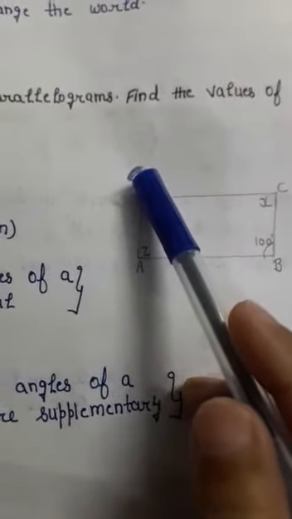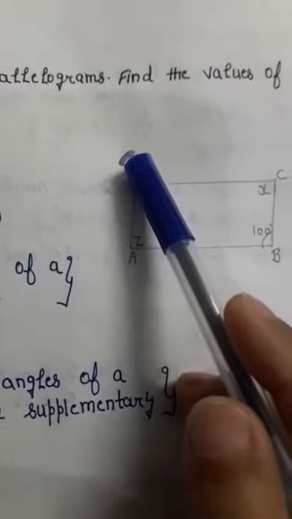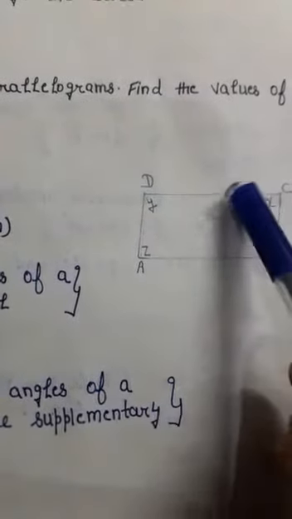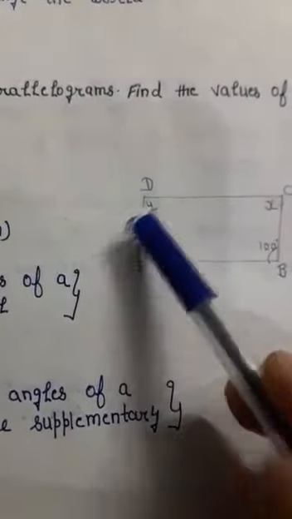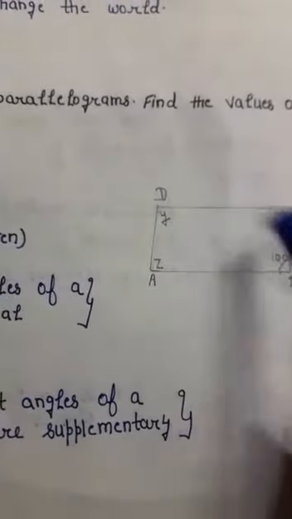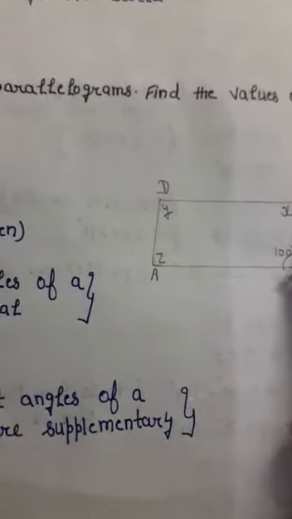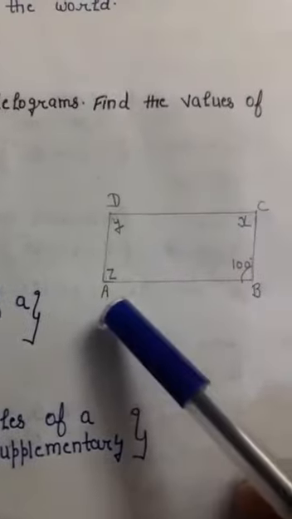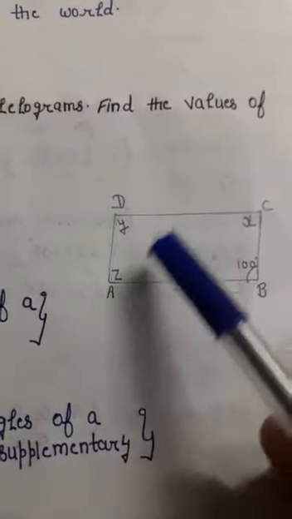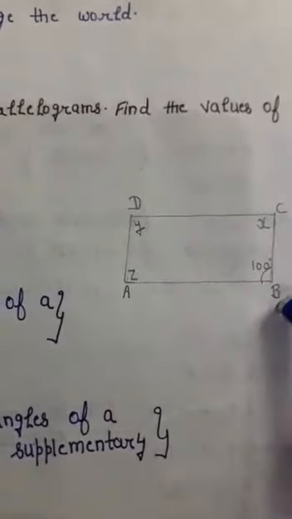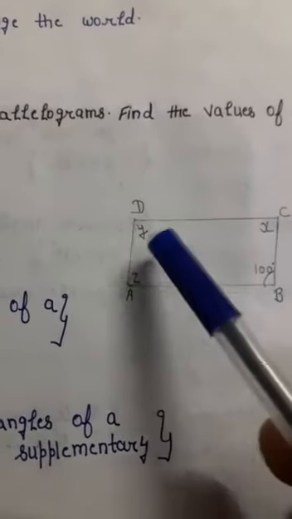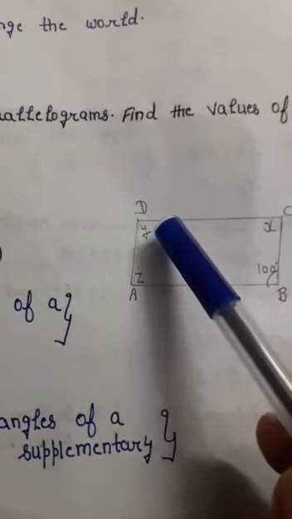Firstly, what do you mean by a parallelogram? A parallelogram is a quadrilateral in which opposite sides are equal and parallel, opposite angles are also equal, and diagonals bisect each other. But firstly, we will do opposite angles are equal. If angle B equals 100 degrees, then angle Y is also equal to 100 degrees.